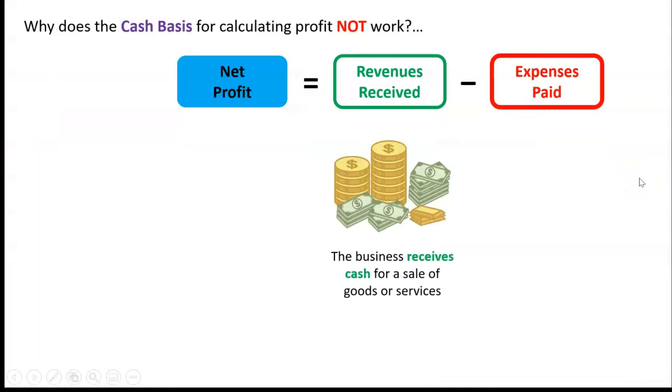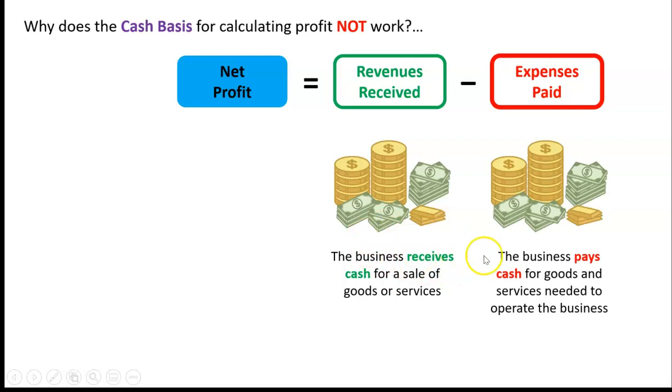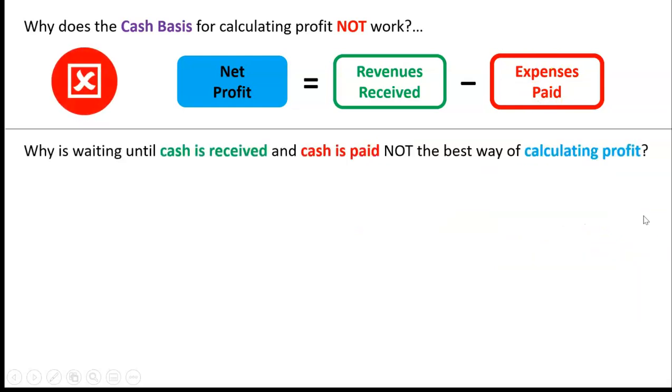Why? Well, let's have a look at an example. This doesn't really work when we say revenues are received when we receive cash. It does for some things, but other times it just won't work. We'll have a look at an example. And this won't work either. We only recognize an expense when we pay cash for it. Sometimes, but overall, that's just not going to be reliable enough.